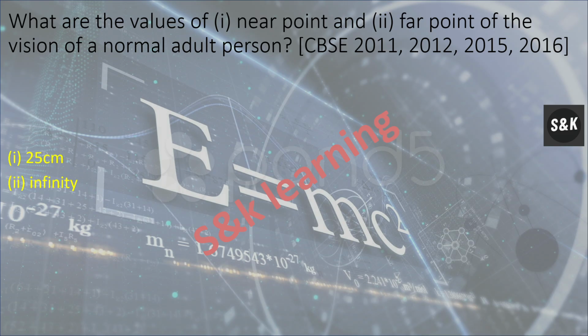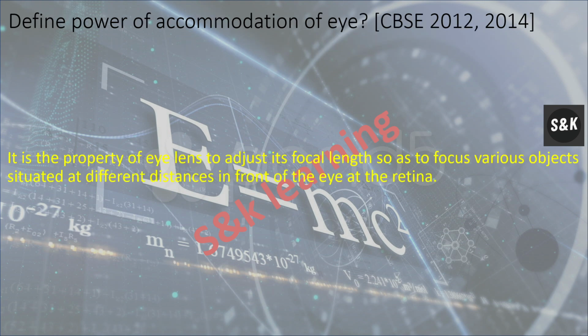What are the values of near point and far point of the vision of a normal adult person? Near point is 25 centimeter, far point is infinity. Define power of accommodation of eye. It is the property of eye lens to adjust its focal length so as to focus various objects situated at different distances in front of the eye at the retina.